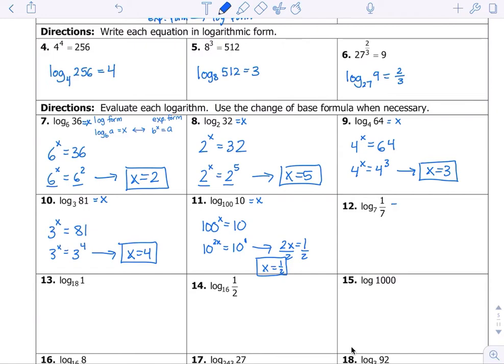This one, set equal to x, so 7 to the x power is equal to 1 over 7. 7 to the x power is equal to, well, 1 over 7, you guys, is 7 to the negative 1. X is equal to negative 1.